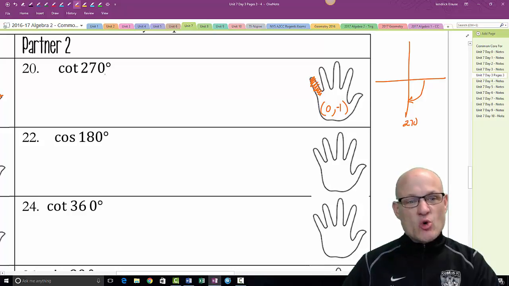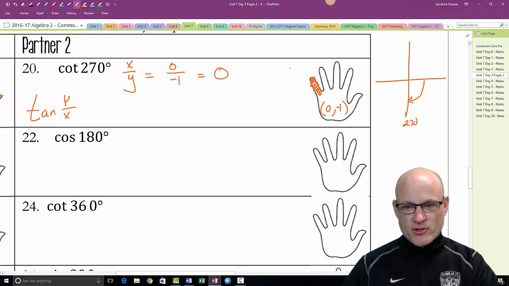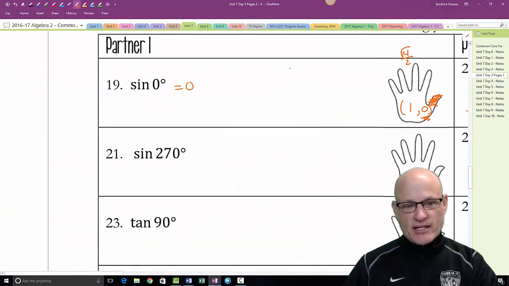So what is the cotangent of 270? Now, wait a second. Let me remember this. Tangent is y over x. So cotangent then is going to be x over y, which in this case is 0 over negative 1, which is just 0. Okay? So the quadrantal angles we're going to do slightly differently.